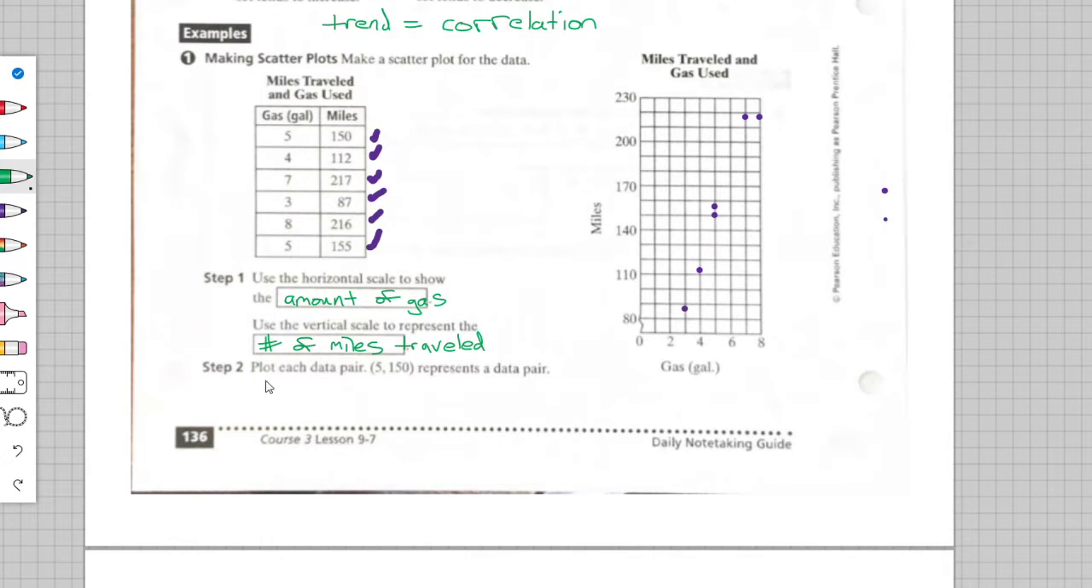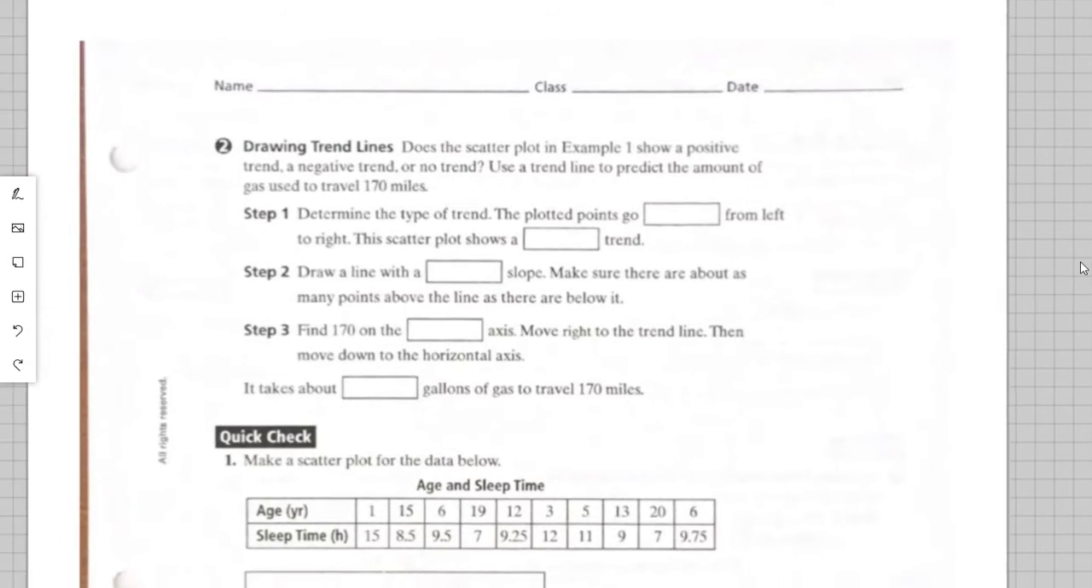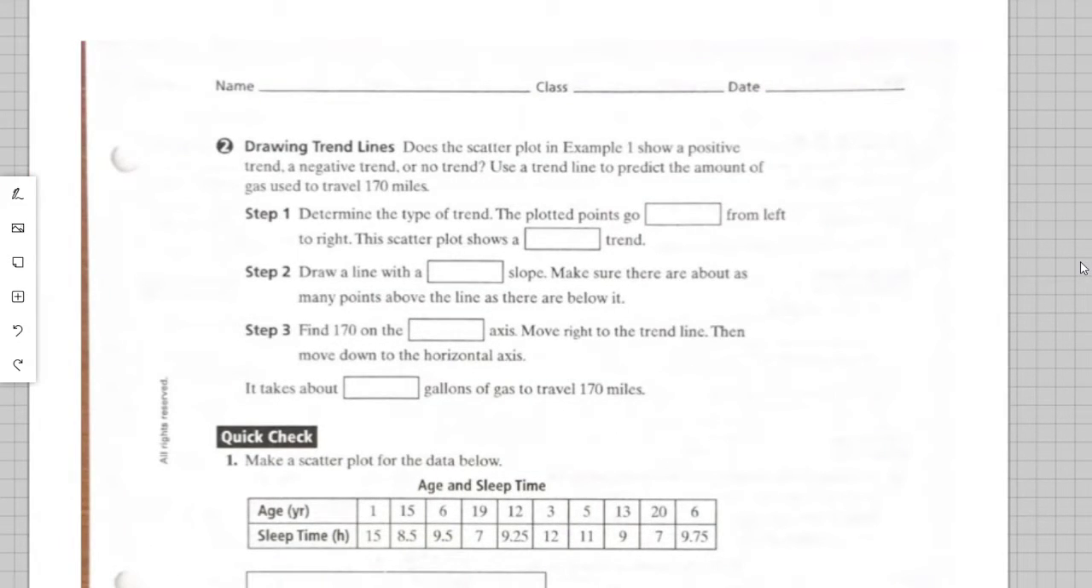Alright, and then we've already plotted all the data for that, so that's what the scatter plot would look like. So now, this is what we're going to get into next week, but then they wanted us to draw trend lines. So trend lines are going to be showing how exactly do the points correlate, and what type of equation can we use to kind of somewhat predict what an amount would be.